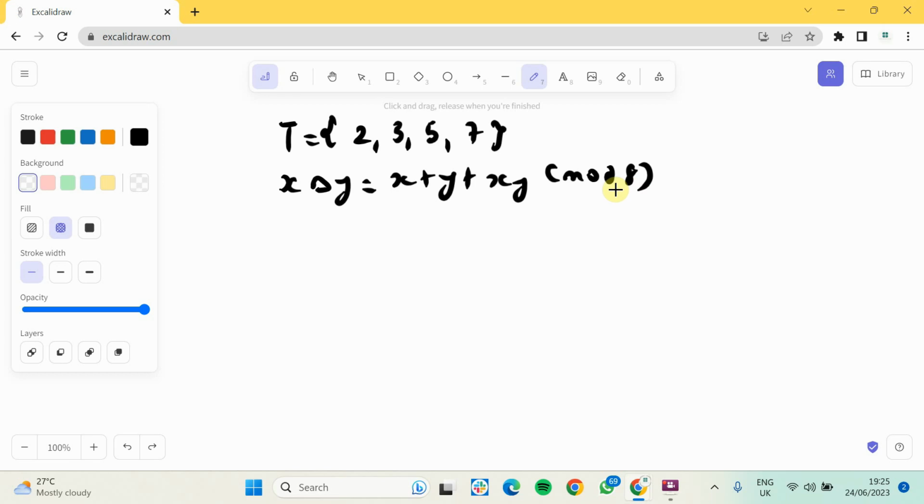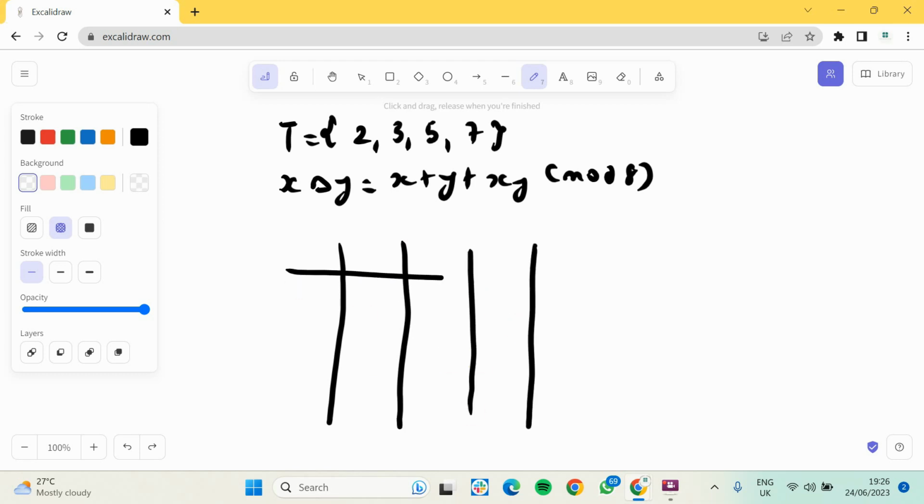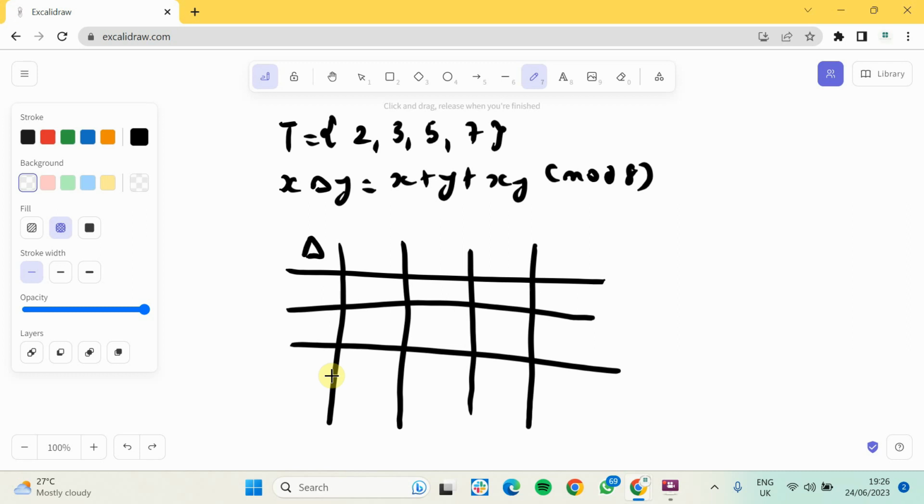As we said in the previous question, we are going to create our table. Our table will contain the number of values that we have. We have 4 values, so we need 4 columns and rows, 1, 2, 3, and this last one will be the 4th one. So let's spread over the values: this is 2, this is 3, this is 5, this is 7, and the same along the side.